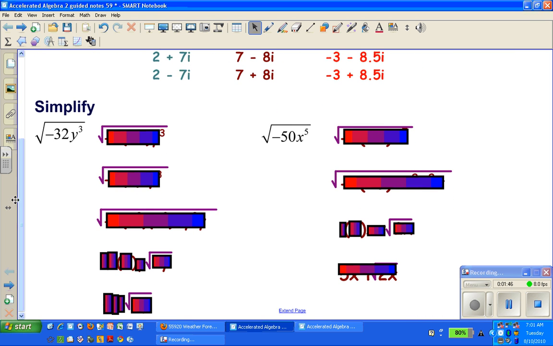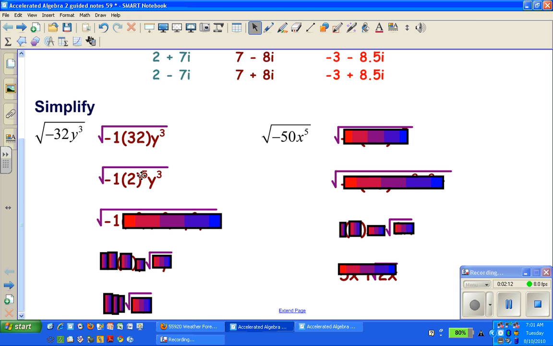So in simplifying these roots, it's going to be just like we were doing before, but since we have a negative inside of your root, you're going to have an i end up hanging around in your final answer. We're going to start off by rewriting this as a negative 1, a 32, and a y cubed. So that negative 1 will just leave hanging around. You know 32 is 2 to the 5th, and then you have your y cubed.